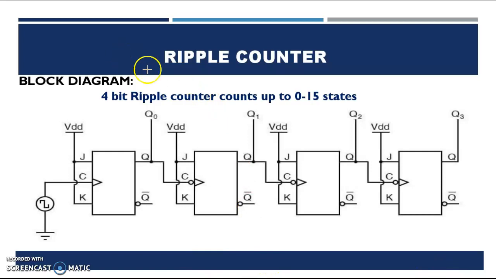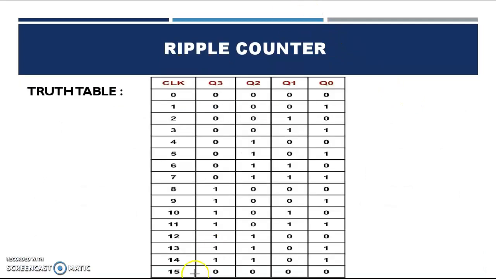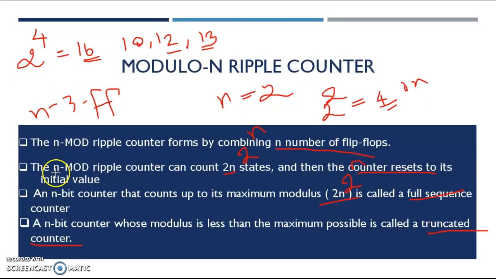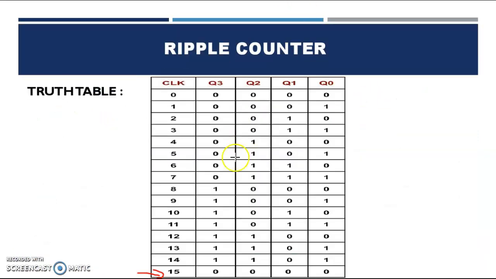Now coming to the ripple counter, I take a 4-bit ripple counter which counts from 0 up to 15, which means 16 possible states are present here. On the 15th count, it comes back to 0 as we already saw. The n-bit ripple counter can count 2 power n states and then the counter resets to its initial value. The initial value is 0. After the 15th count, it comes back to 0.